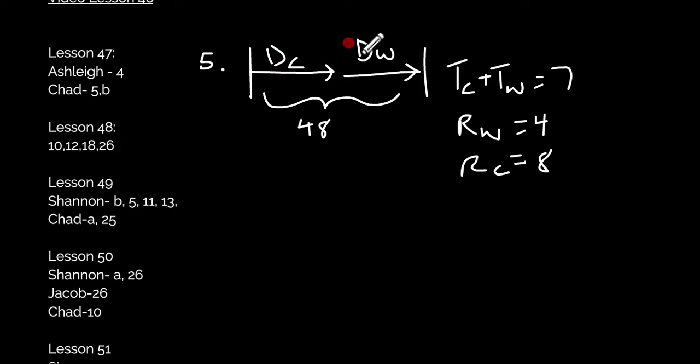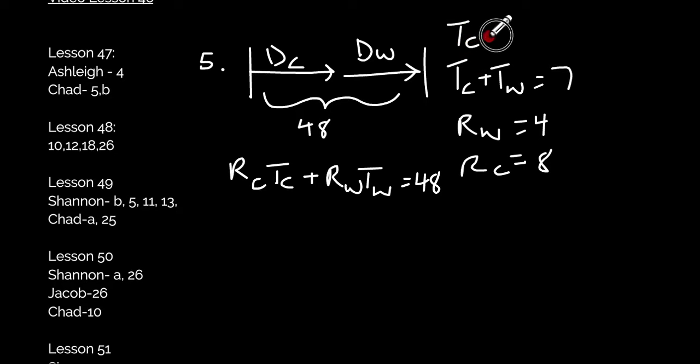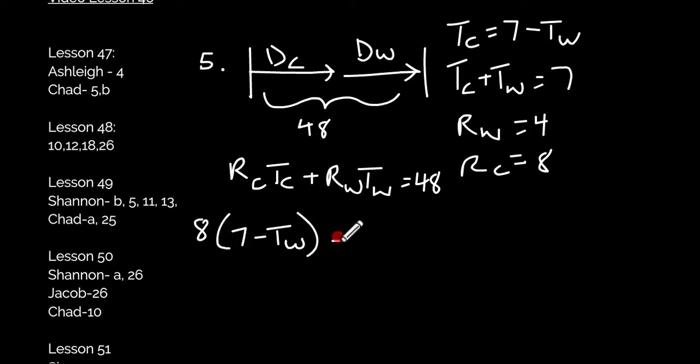So our equation is we're going to add these two distances up to equal 48: rate chariot times time chariot, plus rate walking times time walking, equals 48. We plug those in. I'm going to solve for t sub c, so it's 7 minus t sub w. Rate chariot is 8, time in the chariot is 7 minus t sub w, the rate walking is 4, the time walking is t sub w, and that equals 48.